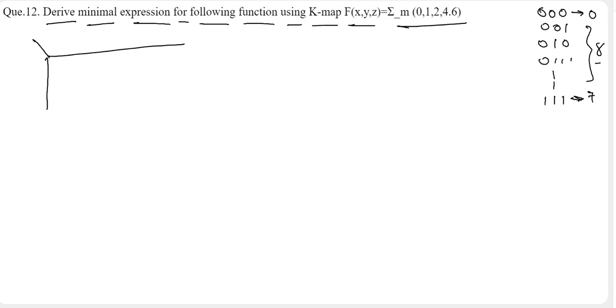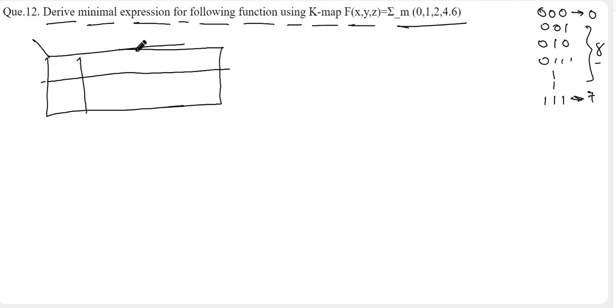So let us draw the K-map. So this is the K-map. So there are 1, 2, 3, 4, 5, 6, 7, 8 cells. Okay. So let us write the variables. We are representing each of the rows by the variable x, and the columns are represented by the variable yz. Right. So x is a 1-bit variable, and y and z are individually 1-bit variables.